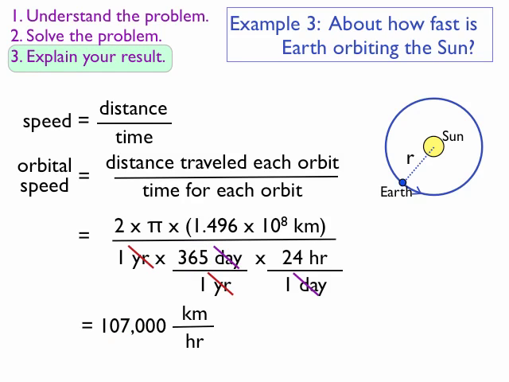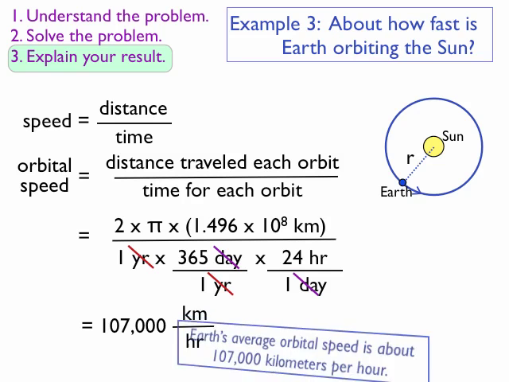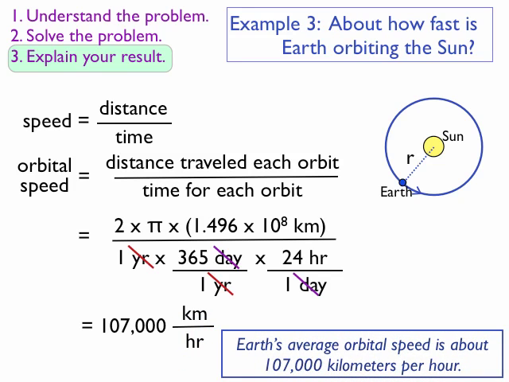For our final step, we notice that the answer makes sense because it has the right units, though many people are surprised at how fast it is. We conclude with a simple explanatory sentence. Earth's average orbital speed is about 107,000 kilometers per hour.